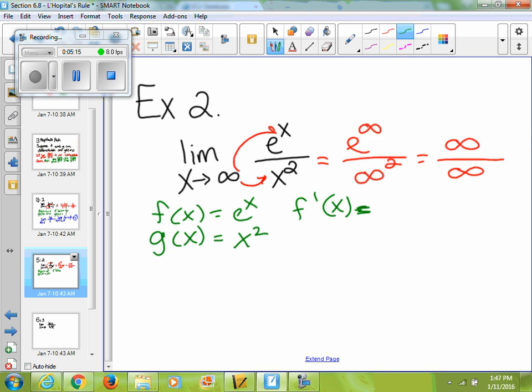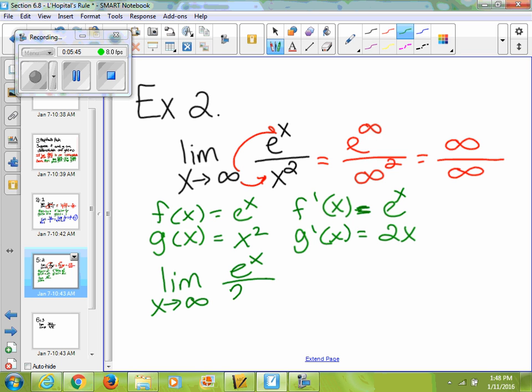Which makes f prime of x. What's my derivative of e to the x? Yep, e to the x. And if I find g prime of x, what's my derivative of x squared? 2x. So I'm going to find the limit as x approaches infinity of e to the x divided by 2x.